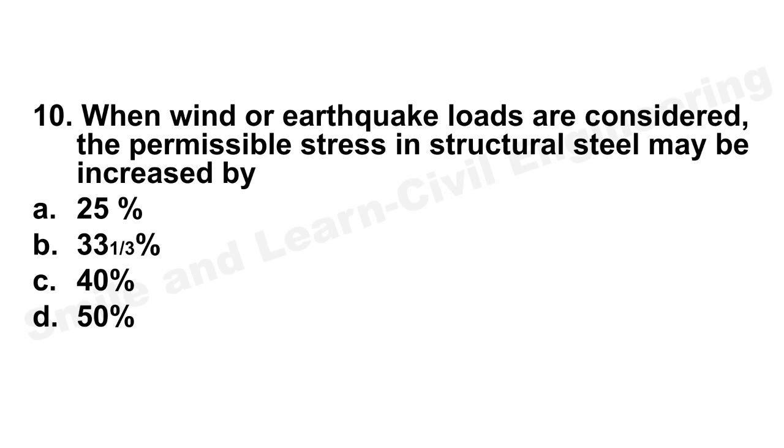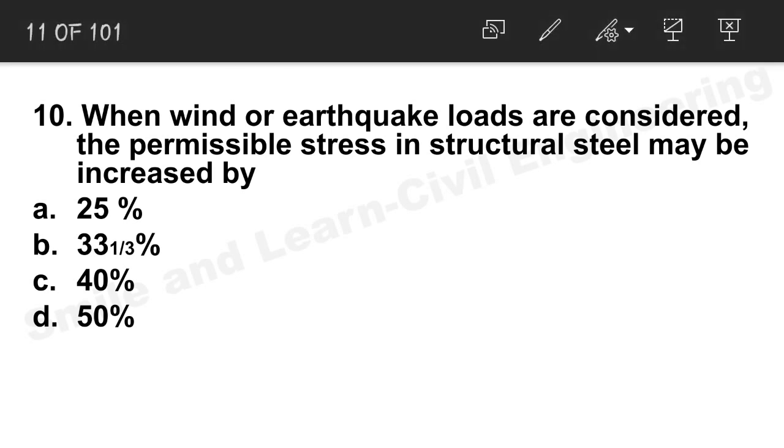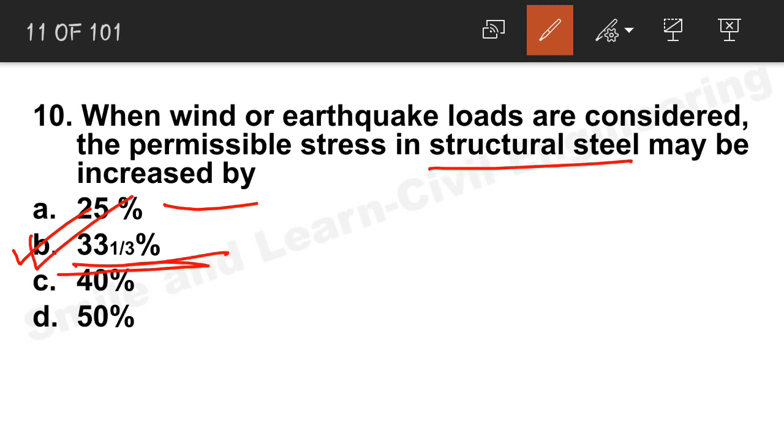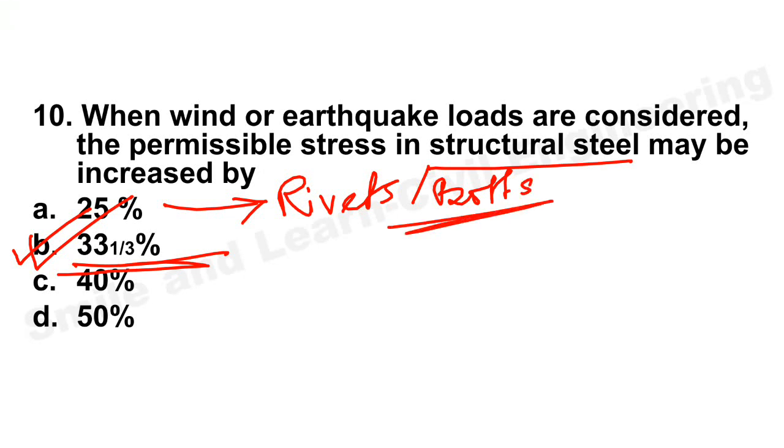Question number 10. When wind or earthquake loads are considered, the permissible stress in structural steel may be increased by. So whenever we consider wind or earthquake load, option B will be the correct answer. Okay, in case of structural steel and in case of rivets and bolts, we use 25% extra for considering the wind and earthquake load. Okay, let's move on to the next question.